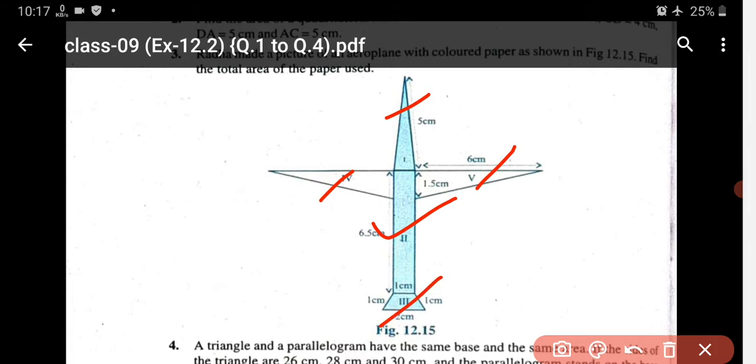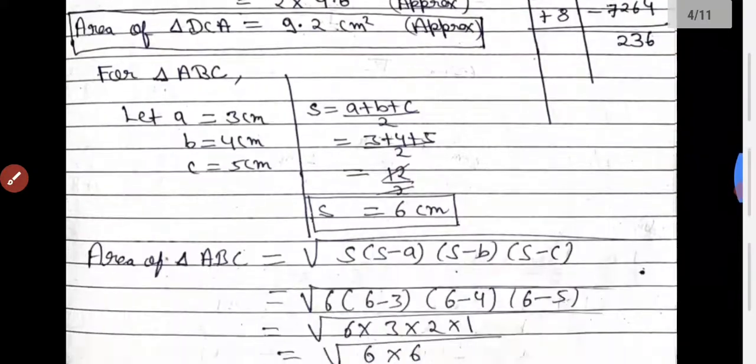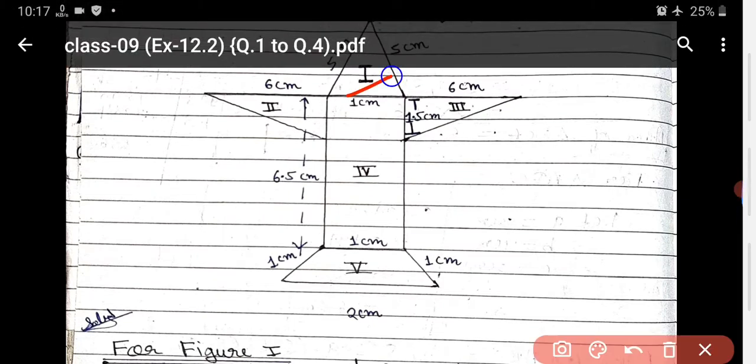So we have to find out the area separately, and at the last we have to add all these five parts to get the required answer. Now I am making a diagram here. Just see, I am just changing the part names only. This one I consider as first part, this one second, this one third. First I take all the triangles, and then for the fourth part I am taking the rectangle, and for the fifth part I am taking the trapezium. I only change their part names.